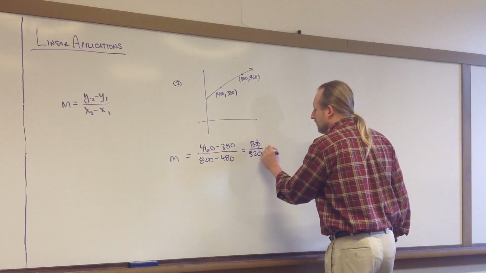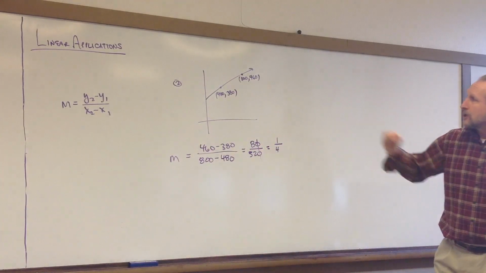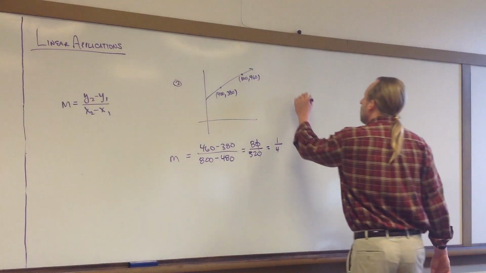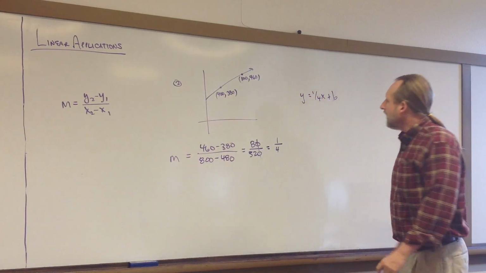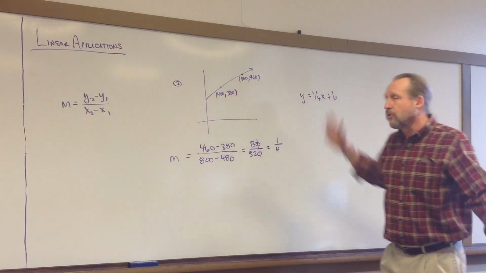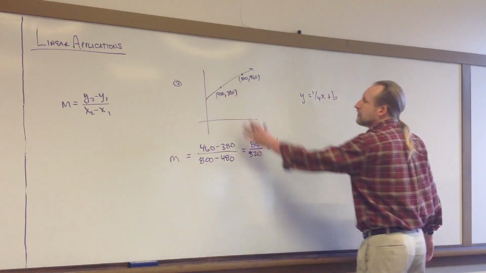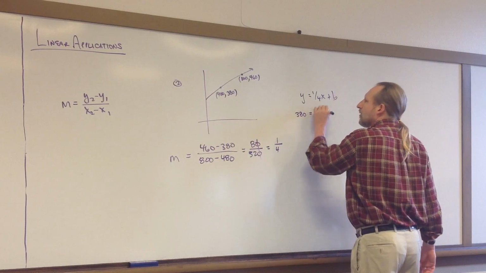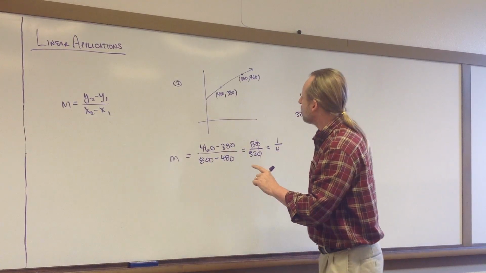Okay, so now we want to reduce. Cancel out those zeros. 8 goes into 8 once. 8 into 32 goes 4 times. So that's our slope, positive 1/4. Okay, so y equals 1/4 x plus b. And remember, to find out what the value of b is, pick either one of these 2 points. It doesn't matter which one, but you've got to take them as a pair. I'll use this one. Y is 380 when x is 480.